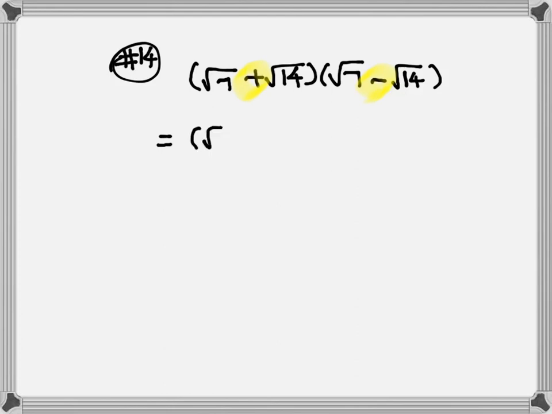All you need to do is square the first number, square the last number. Your middle sign must be a minus. When you square root, you just write down the number inside. So it'll be 7 inside, minus 14. So the answer will be negative 7. Next, let's look at number 22.